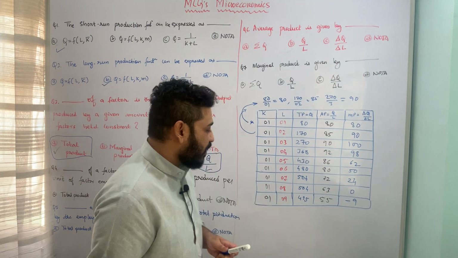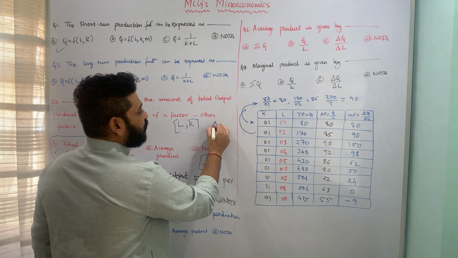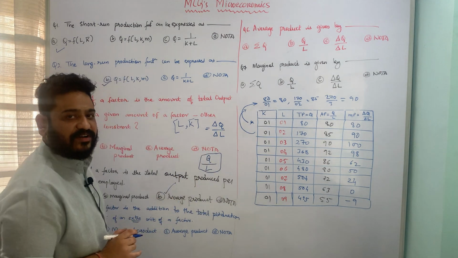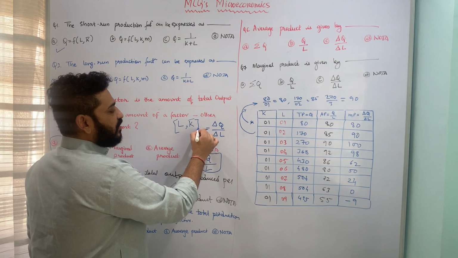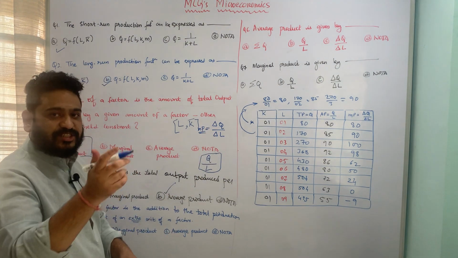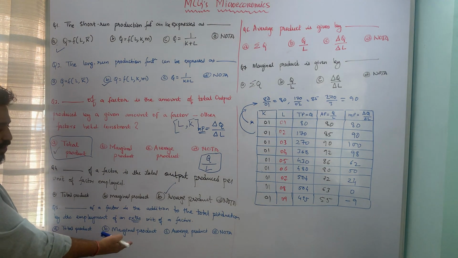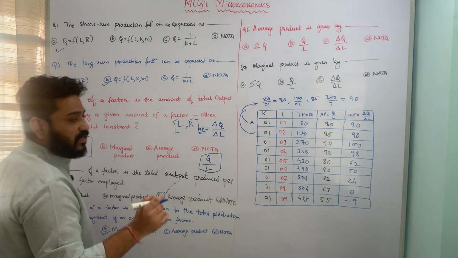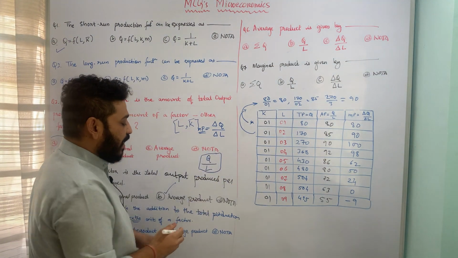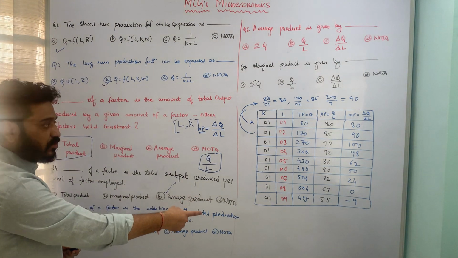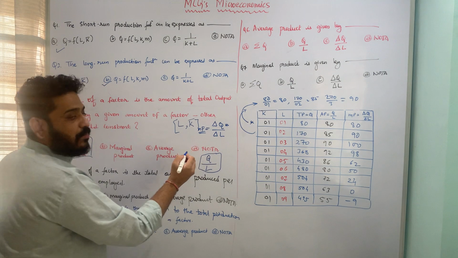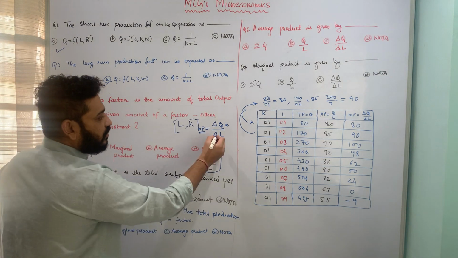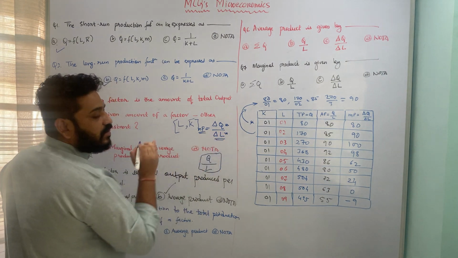That means what I am looking at here is the change in total output because of employment of an extra unit of labor. So here I am looking at marginal product, additional product. Let us look at the options: total product, marginal product, average product, and none of the above. Marginal product is the correct answer here. I am looking at the addition to the total production, the change in total production because of employment of an extra unit of factor, that means because of the underlying change in labor.